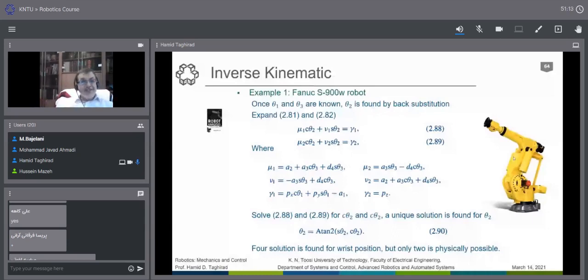Now we have found theta 1, theta 2, theta 3. The problem is not solved yet. Half of it is solved. The most difficult part is solved. We have found the position of the wrist. From these first three equations, we should find the orientation by the next three equations.